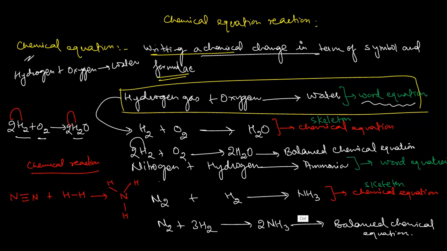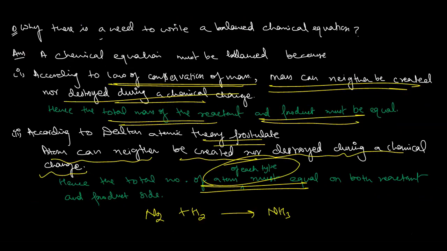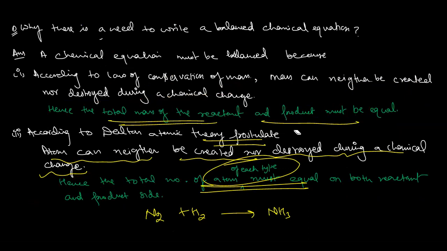The four are equal, but they are not equally of each type. They should be equal of each type. It means if I have two nitrogen, there must be two nitrogen here. If I have two hydrogen here, then there must be two hydrogens, not three. So according to Dalton's atomic theory, let me explain here why the chemical reaction must be balanced.